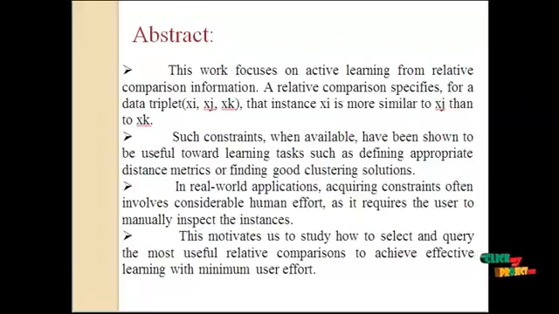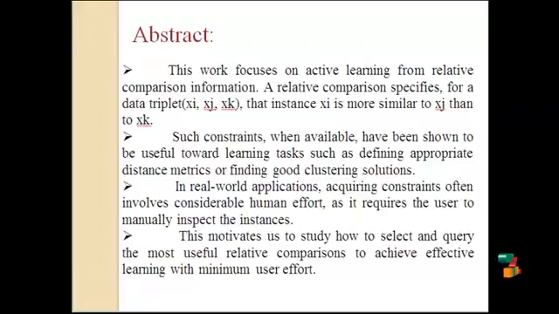A relative comparison specifies for a data triplet xi, xj, xk that instance xi is more similar to xj than to xk. Such constraints, when available, have been shown to be useful toward learning tasks such as defining appropriate distance metrics or finding good clustering solutions.